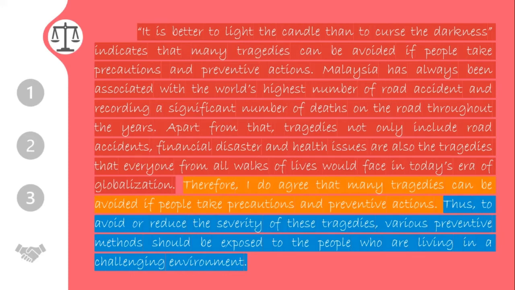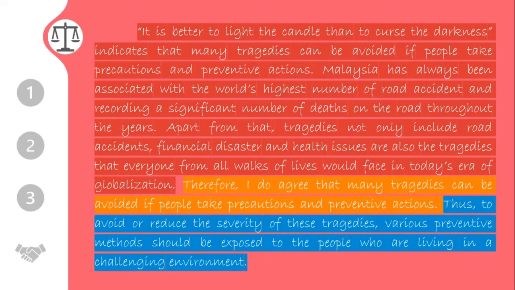Apart from that, tragedies not only include road accidents. Financial disaster and health issues are also the tragedies that everyone from all walks of life would face in today's era of globalization. That is a very clear general background on the topic, followed by a clear stand. "Therefore, I do agree that many tragedies can be avoided if people take precautions and preventive actions." And lastly, followed by the thesis statement. "Thus, to avoid or reduce the severity of these tragedies, various preventive methods should be exposed to the people who are living in a challenging environment."